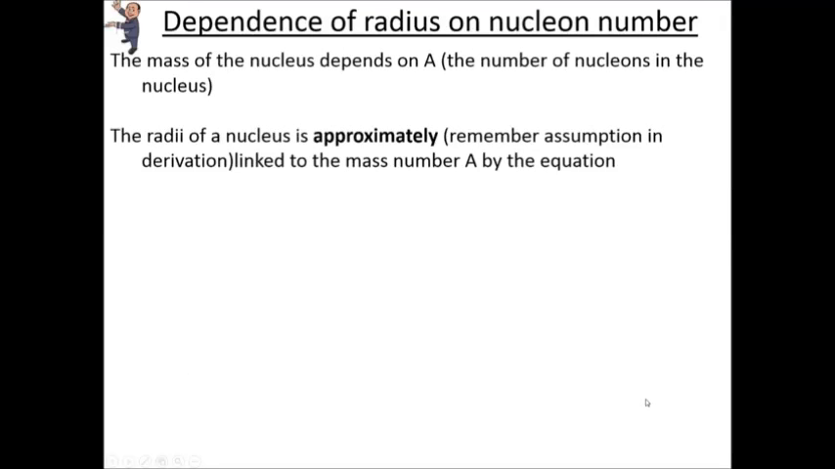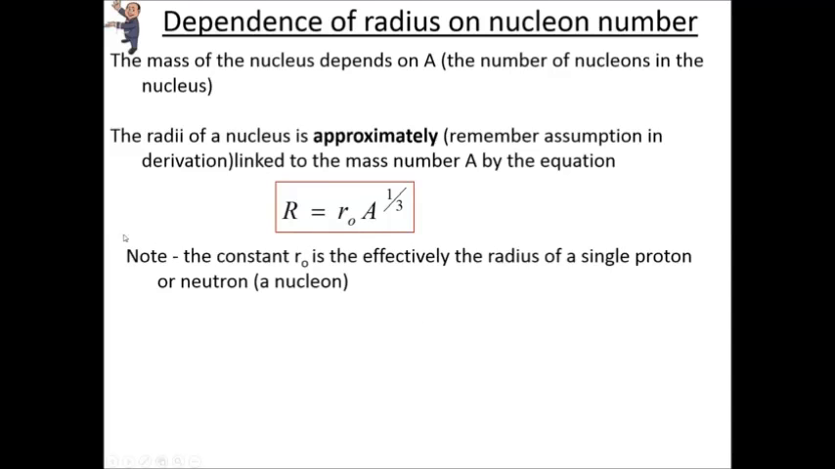So what we're suggesting here is that the mass of the nucleus depends on A, the number of nucleons in the nucleus. The radius of a nucleus is approximately, remember the assumption in the derivation, the assumption being that all of the volume of the nucleons together is pretty much equal to the volume of the nucleus. And so the radius of the nucleus is linked to the mass number A by the following equation. And note that this R0 is a constant. You won't find it on the data sheet, but we are saying that R0 is a constant, and it's effectively the radius of a single proton or neutron, a nucleon, but this can vary sometimes dependent on the question.